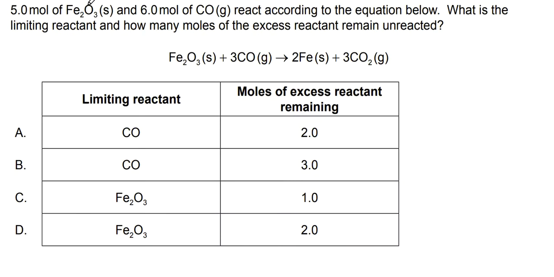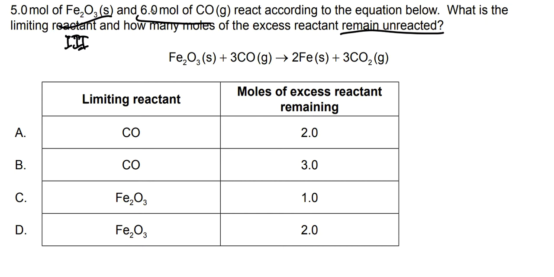5 moles of iron oxide, this should be iron 3 oxide, and 6 moles of carbon monoxide are reacted according to the equation below. What is the limiting reactant, and how many moles of excess reactant remain unreacted? So 5 moles of this to 6 moles of this. So for each 1 mole of this, we need 3 moles of this. So for 5 moles of iron 3 oxide, we would actually need 15 moles of carbon monoxide.